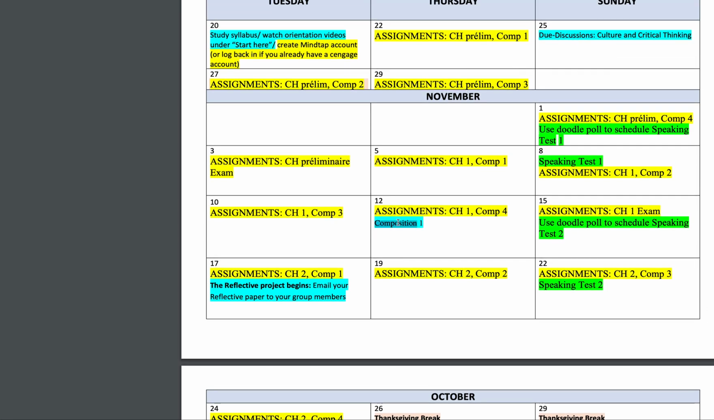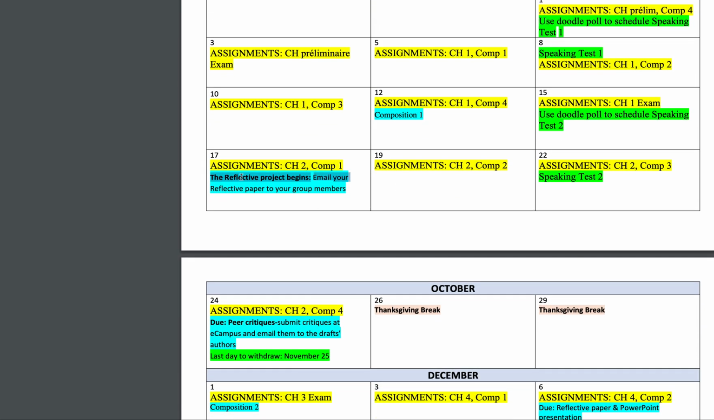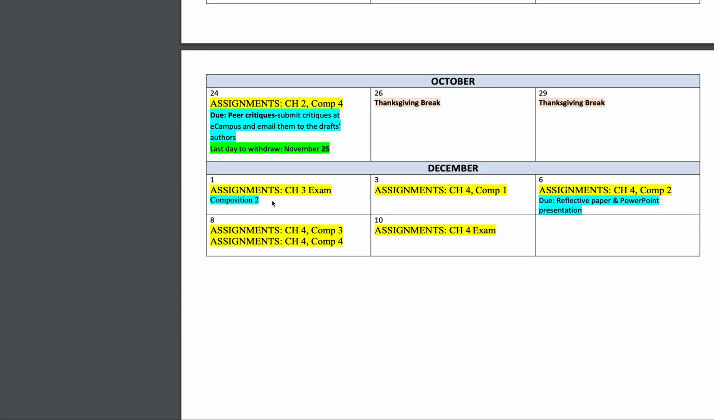You will have a French composition due on November the 12th. Our reflective project begins on November the 17th. This is when you send your rough draft to your group members. Then the critiques are due on the 24th of November. And this is the last day to withdraw, not the 24th, but the 25th. We have Thanksgiving break. Then we come back. Chapter 3, you have composition number 2.